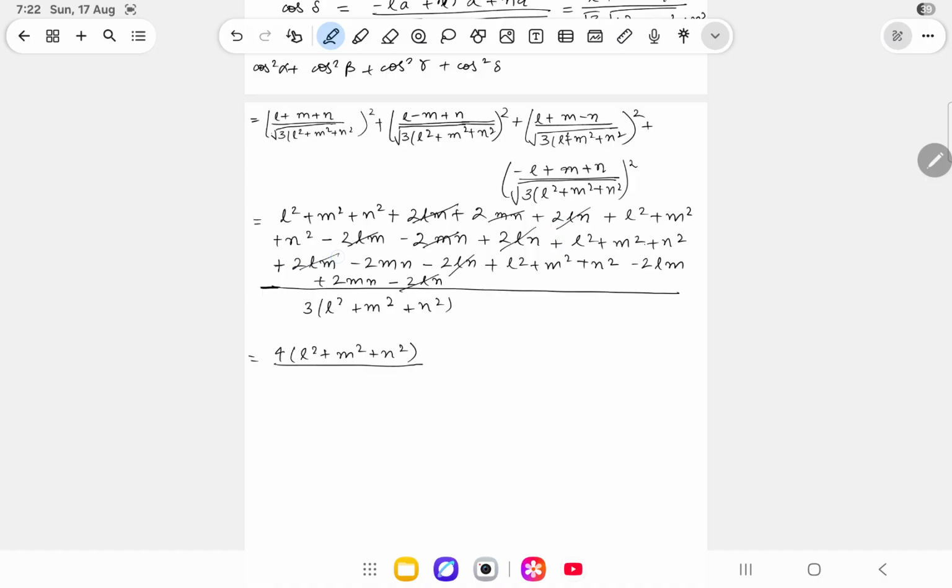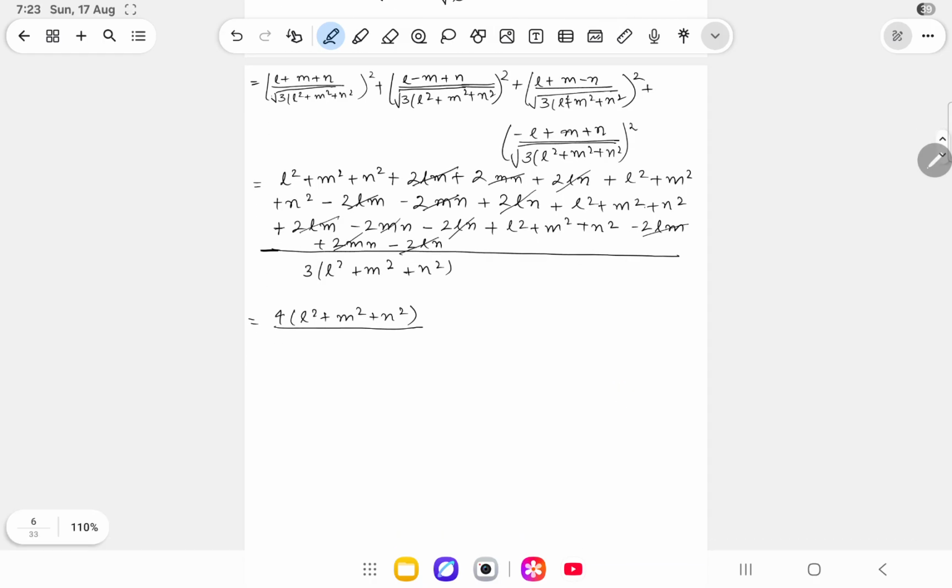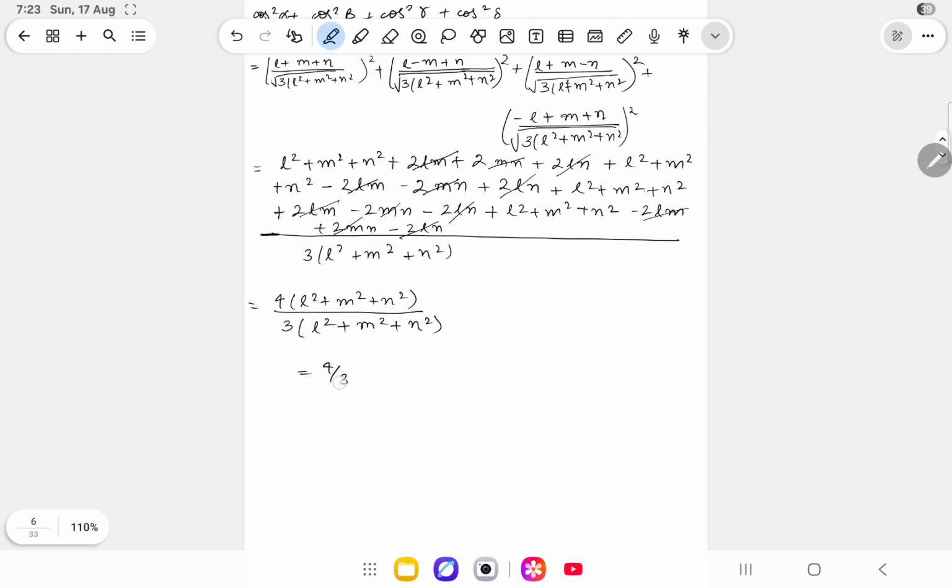2LM balances out this one, and 2MN balances out this one. So we are only left with 4 of L square plus M square plus N square, and in the denominator we have 3 of L square plus M square plus N square, which is equal to 4 by 3, and that's what we are supposed to prove.